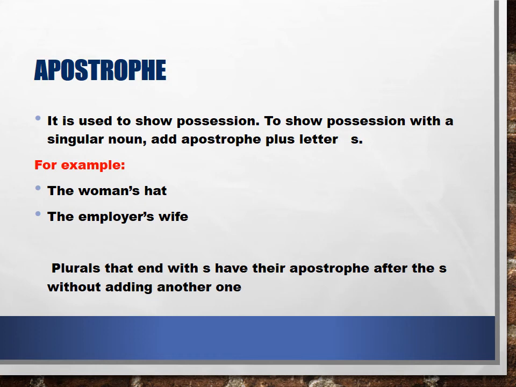What about the plural nouns? Plurals that end with S have their apostrophes after the S without adding another one. We don't add an extra S. Means that when we find the apostrophe at the end of the word without S after it, this means that this noun is plural. When we find apostrophe and then S after it, this means that it is a singular word.